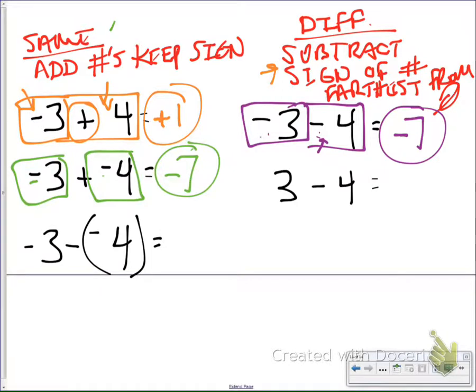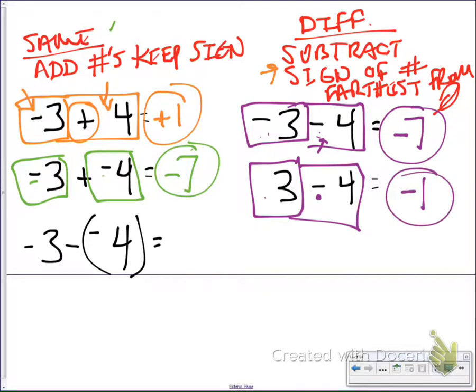Okay, the last one I have here, I'm going to look at +3 and -4. I have two numbers, different signs this time, so I subtract them. 4 minus 3 is going to give me 1, but this one, I have my -4 is further away from 0, so I take that -1.